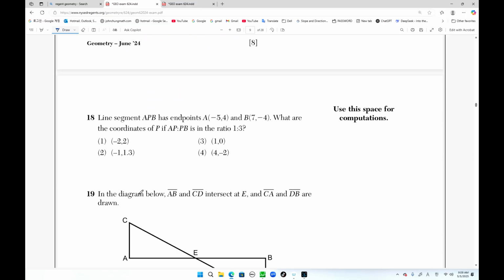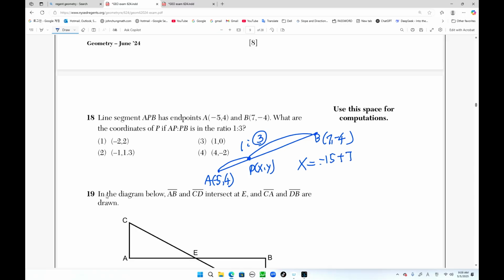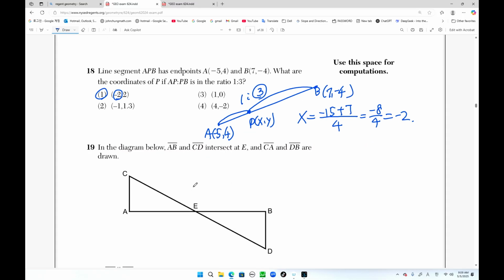The number 18, we have two endpoints. We did a lot of this one, right? A is negative 5 and 4. B is 7 and negative 4. 1, 2, 3, right? So what is that point, X and Y? What is x? 3 times the x coordinate negative 5 plus 1 times 7, divided by 1 plus 3 is 4, right? So negative 8 over 4 equals negative 2. That is the x coordinate of point P. We have only negative 2 over here, so option 1 is that. Maybe you can continue to find the y coordinate using these formulas.